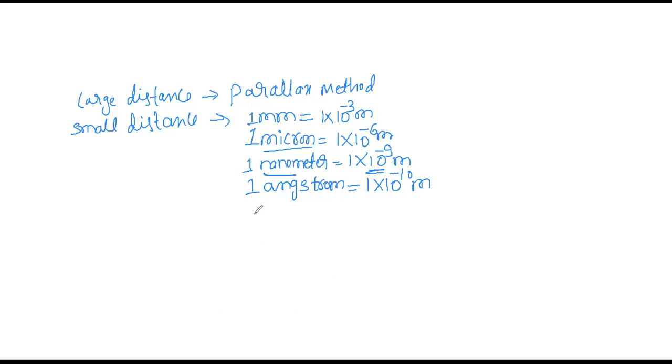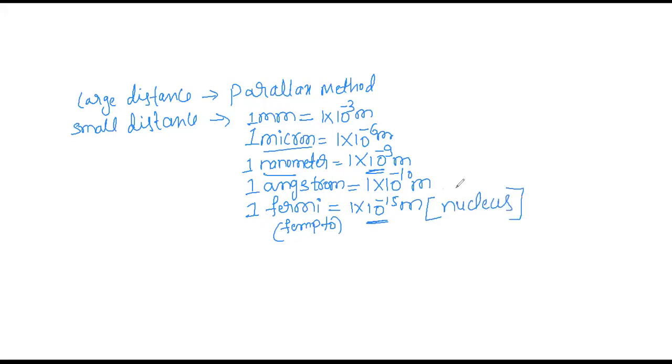Next one is 1 Fermi. 1 Fermi is 10 to the power of minus 15 meter. As I said, it is also called femto or Fermi. We call it by both names, Fermi as well as femto. Both are the same, 10 to the power of minus 15 meter. This is the size of the nucleus, as discussed in the first chapter. The size of the nucleus is in the range of 10 to the power of minus 15 meter.